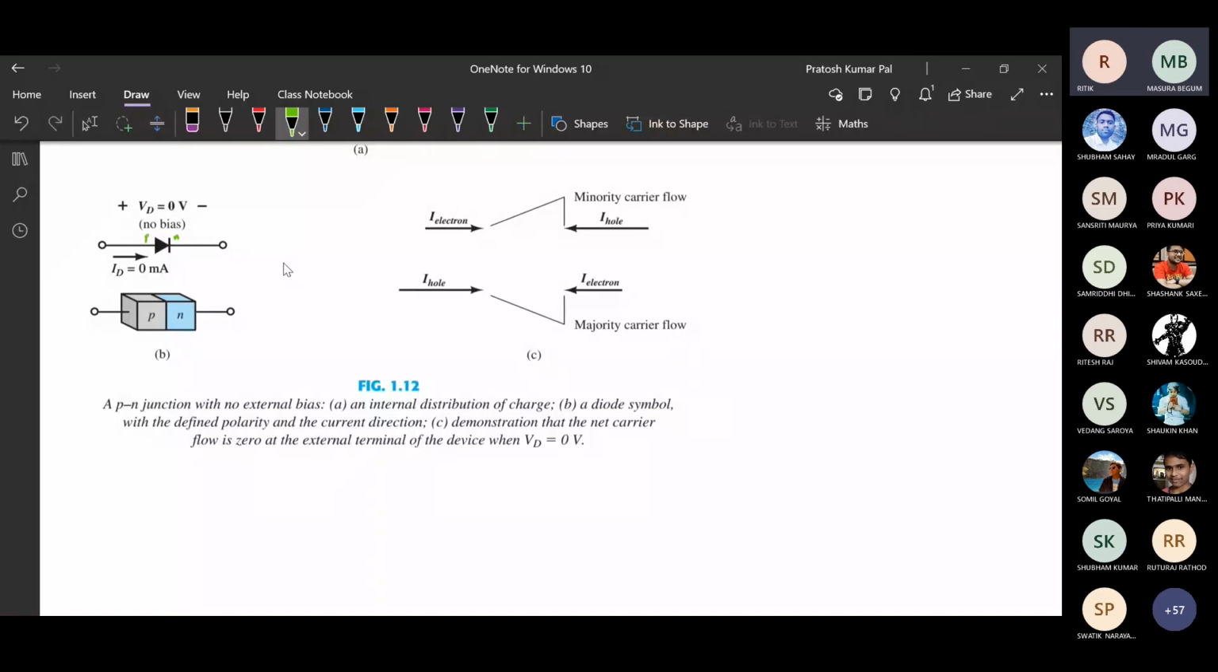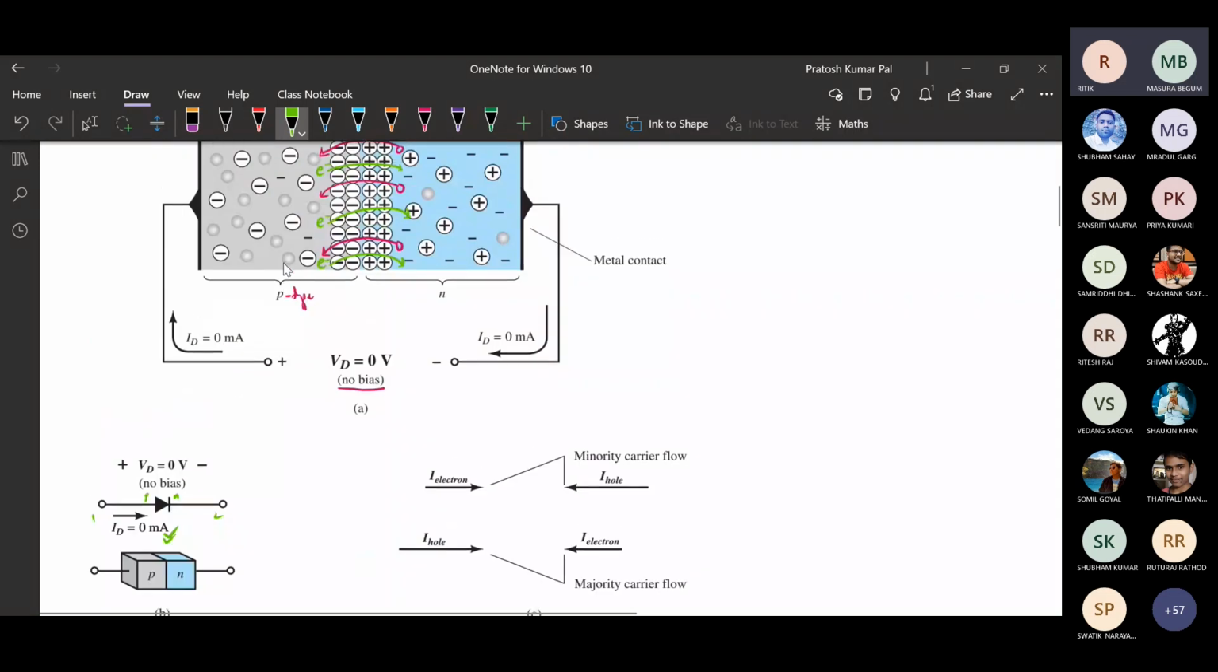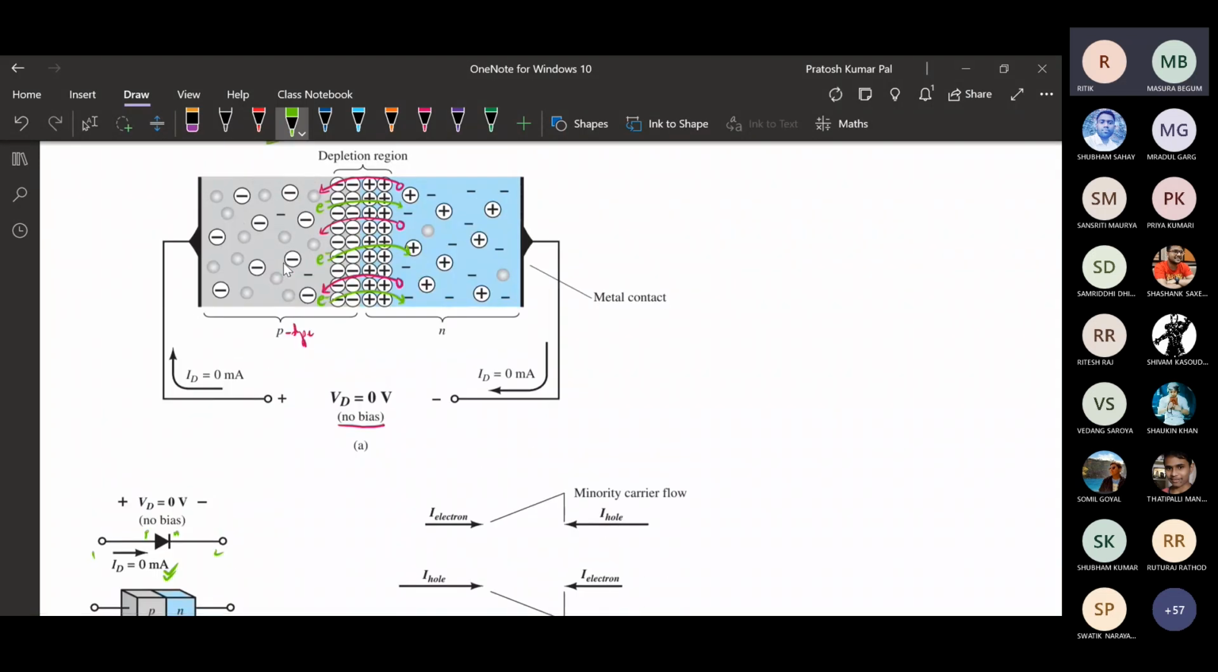Here, this is the terminal where the positive voltage is applied, so its direction is from P to N side, from 1 to 2 we can call it. In that case we have already seen the current will be 0. How is this current 0? As we just saw, the holes and electrons will be moving in opposite directions, whatever the minority charge carriers are, that will be moving. The majority charge carriers will not be moving.